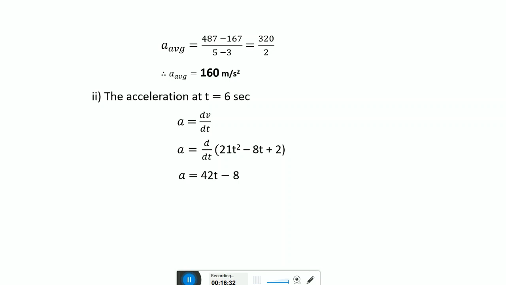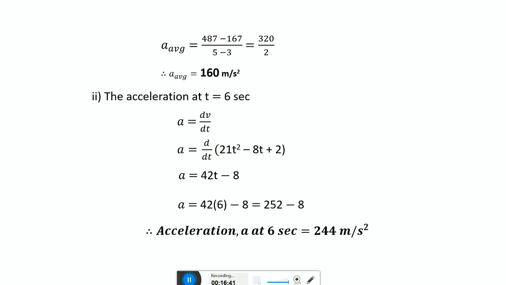At t is equal to 6 seconds, we get a is equal to 42 into 6 minus 8, that is 252 minus 8, or acceleration is equal to 244 meter per second square.